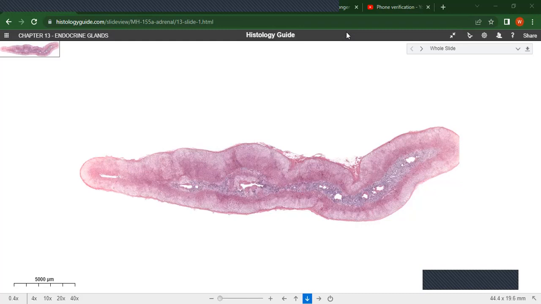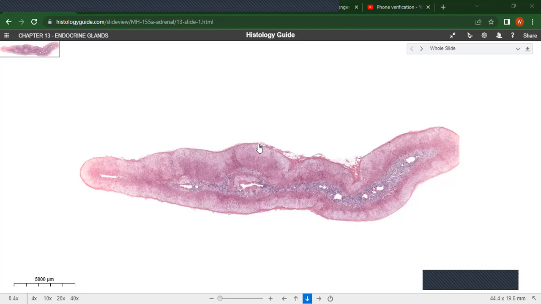So in this session, we are going to look at the histological organization of the adrenal gland. So this is the adrenal gland. You can see it is somewhat tongue-shaped. You can see a capsule here. So it is encapsulated.